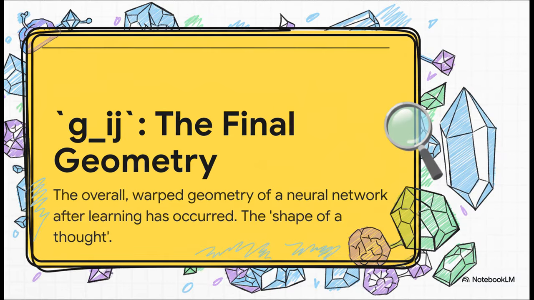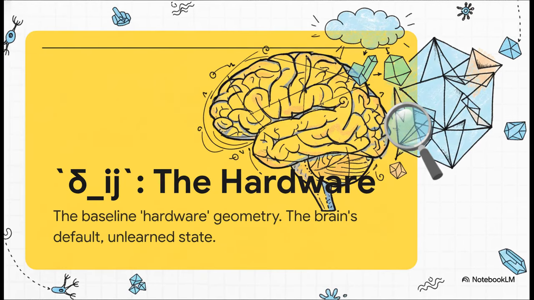This is the end result. This is the final, warped, beautiful geometry of your brain after you've learned something new. You can literally think of it as the shape of a thought, or the shape of a memory, or the shape of a skill you've mastered. Next up is delta. This is the starting point. This is the baseline geometry of the brain's hardware, its default state before you've really learned that specific thing. Imagine a perfectly smooth, flat rubber sheet, just waiting for something to be placed on it.